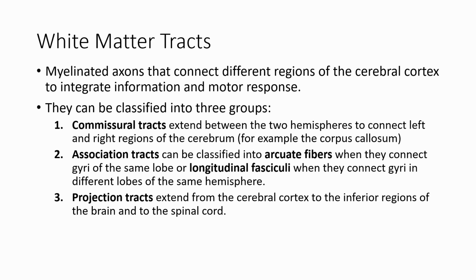So commissural tracts connect the left and right cerebral hemispheres. Association tracts we see on the same hemisphere of the cerebrum, just different lobes. And then projection tracts connect the cerebrum to the cerebellum or to the spinal cord, to the midbrain, to some other part of the brain that's not the cerebrum.